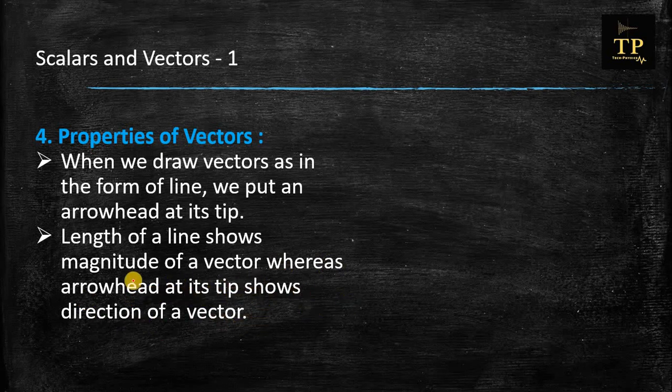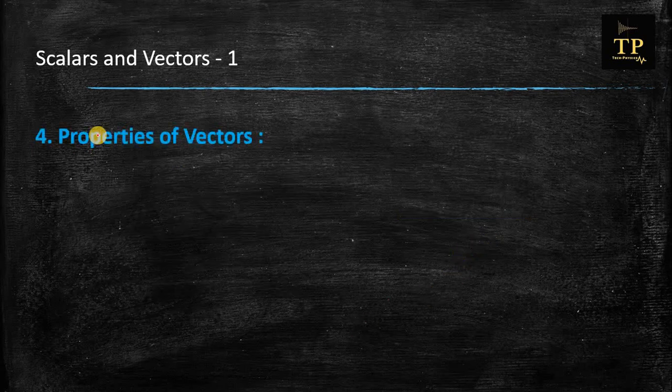So here, this is a vector, and I am giving its name as a bar. As it is a vector, the bar will be there. This line is nothing but showing a vector, and the length of this line is showing the magnitude of vector a bar, and this arrow is showing the direction of vector a bar. That's all. Let us see another property.